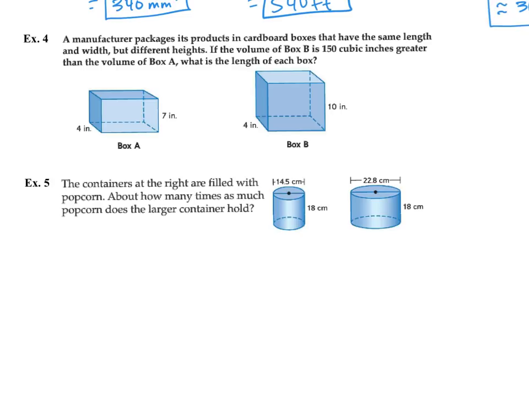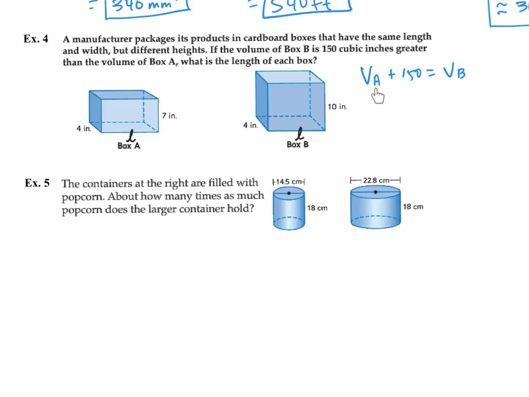Okay, so they have the same length. So I'm going to go ahead and label both the boxes. I'm going to label the length of both boxes L, okay? And then I just want to kind of write out a little equation to generalize this. We're told that the second box is 150 cubic inches greater than this one. So I'm going to write an equation. I'm going to write the volume of box A and add 150 to that. And if I do that, then that would be equal to the volume of box B. Because remember, box B is 150 greater than box A.